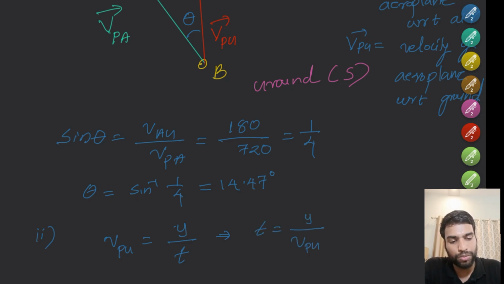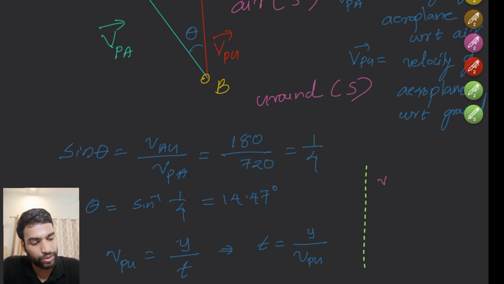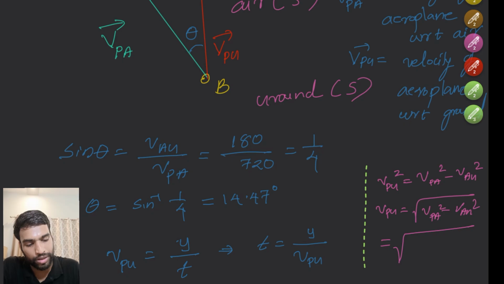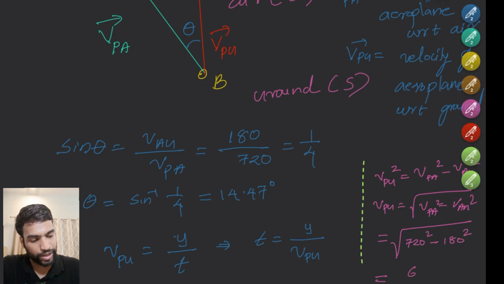Now, how to find the VPG? We can use Pythagorean theorem and write VPG square is equal to VPA square minus VAG square, right? So VPG equal to square root of VPA square minus VAG square, which is nothing but square root of VPA square is 720 square minus 180 square, correct? So this is given as 697, right?